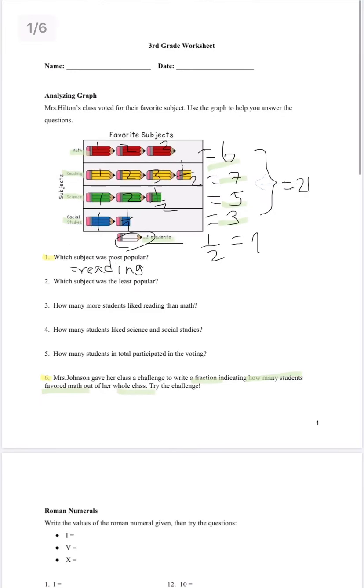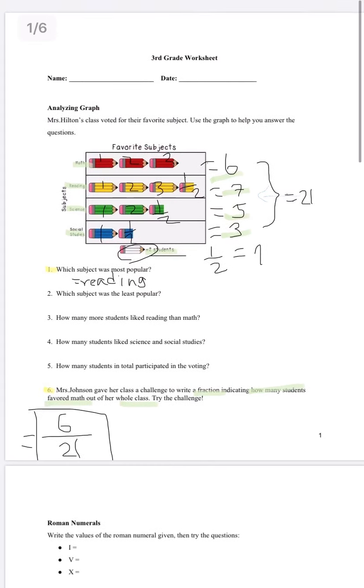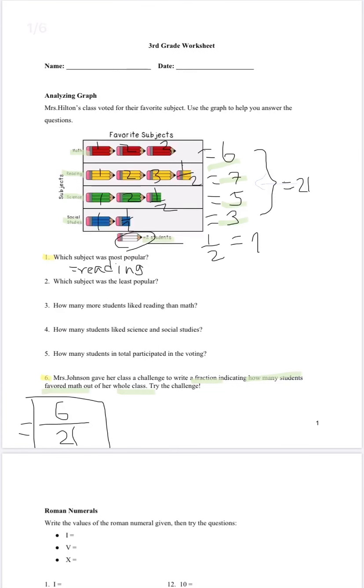And how many picked math? How many voted for math? 6 students did, right? So then that means from 21 students, 6 students picked math. So there we have our fraction. Okay? Go ahead and try the remaining questions.